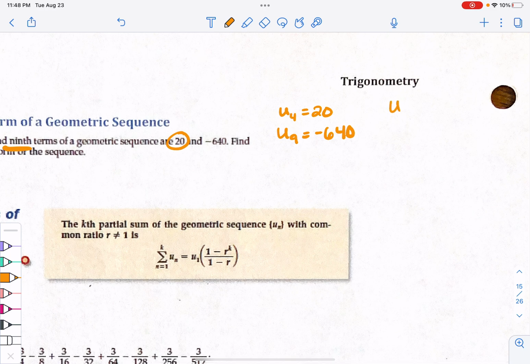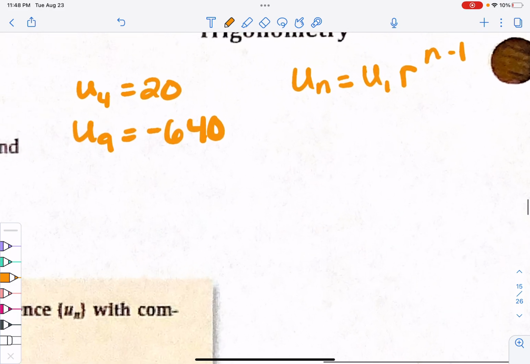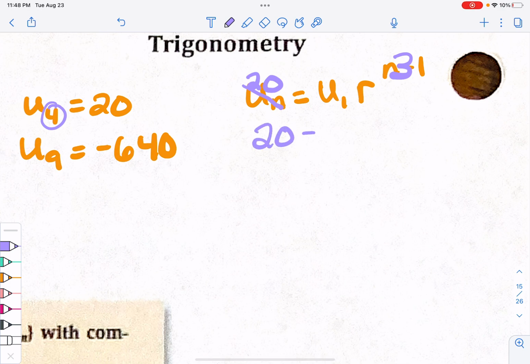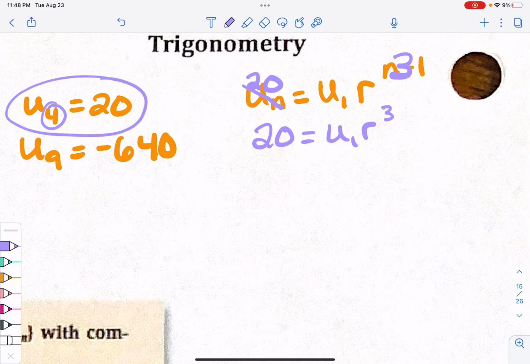Now I'm going to write this a weird way. Normally we say u sub n is equal to u sub 1 times r to the n minus 1 power. So u sub 4, which is our 4th term of the sequence, we know is actually 20. We don't know what u sub 1 is, so we leave that as u sub 1, and we're trying to solve for r as well. But n minus 1 would be 1 less than the term I'm looking for, so this would be to the 3rd power. So we have 20 equals u sub 1 times r to the 3rd power. That's how we can write this piece out. It's kind of a weird way.